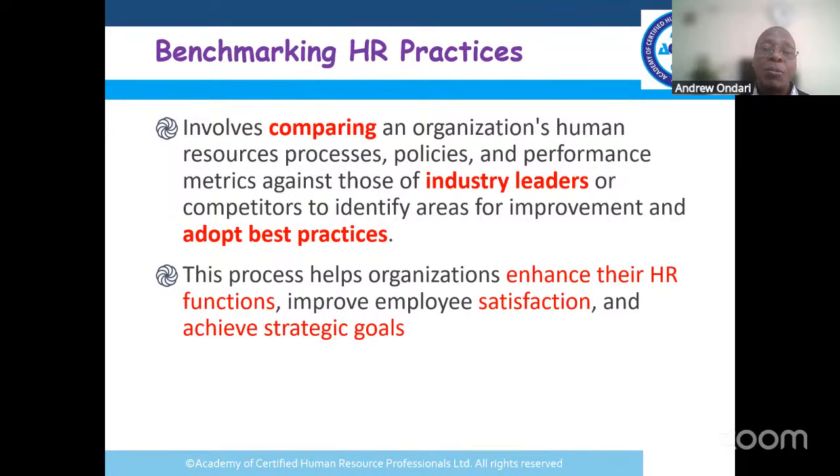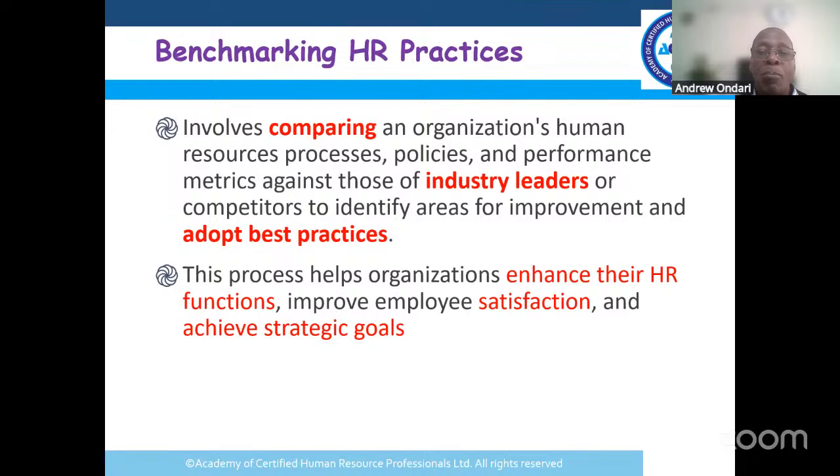Number 2, we compare industry leaders in terms of quality of employees. What type of employees do they have in order to deliver results? And number 3 is the brand name. That is the image of the organization, which usually goes back to the practices that they have put in place in regard to human resources.